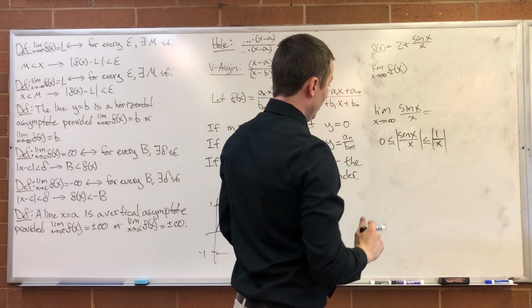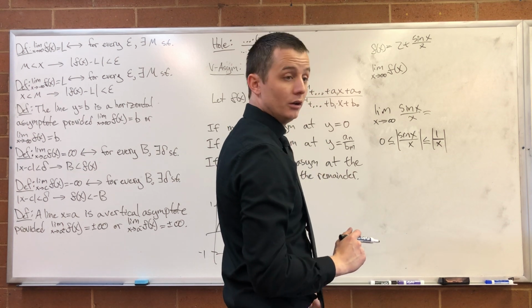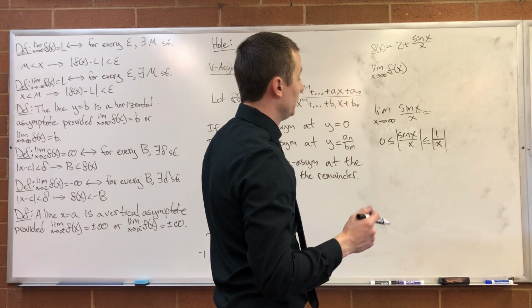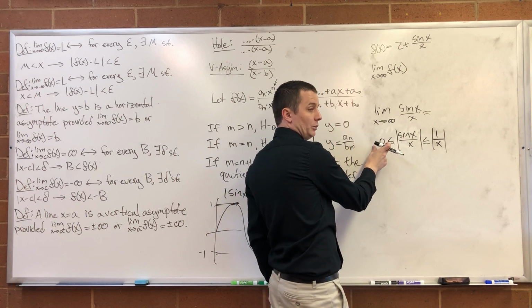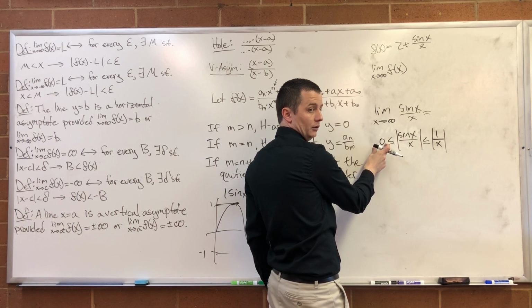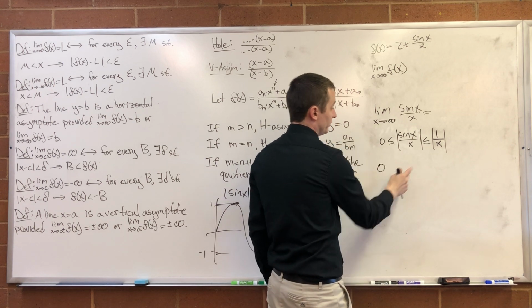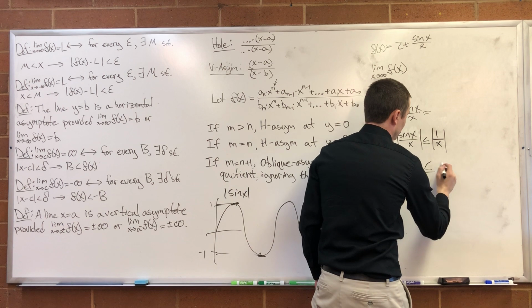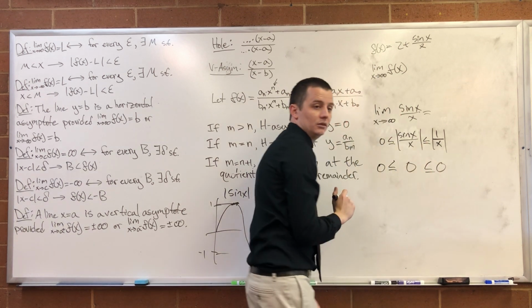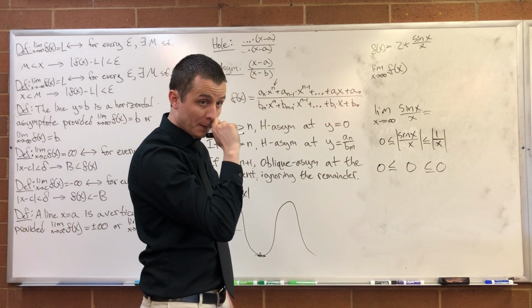Then just simplify. Now we can take our limit. What's the limit of 0 as x approaches infinity? 0. What's the limit of 1 over x as x approaches infinity? 0. And so this has to be 0. The sandwich in between.